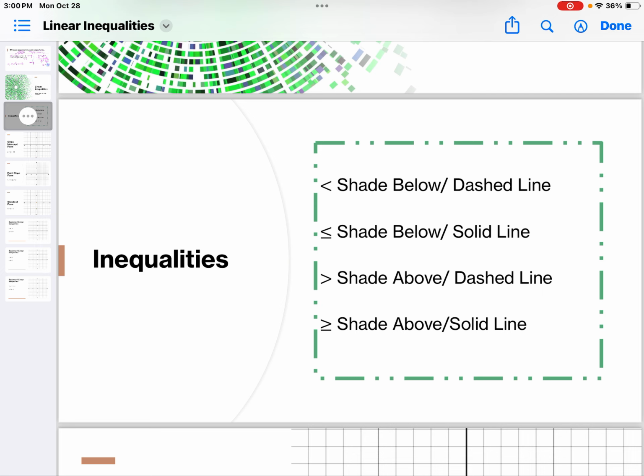Okay, so if I see the less than sign, I'm shading below the line because it's less than, and I have a dashed line. Less than or equal to is I'm shading below the line, but it's going to be a solid line because it's equal to. Greater than, shade above the line. It's going to be a dashed line. Greater than or equal to, shade above, solid line.